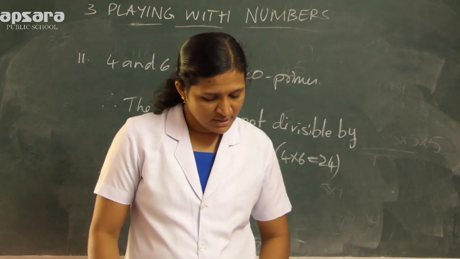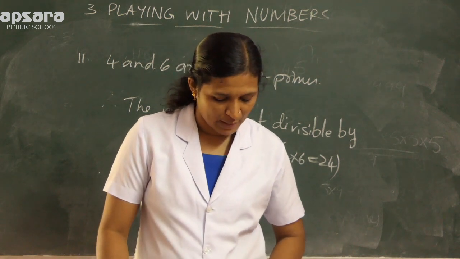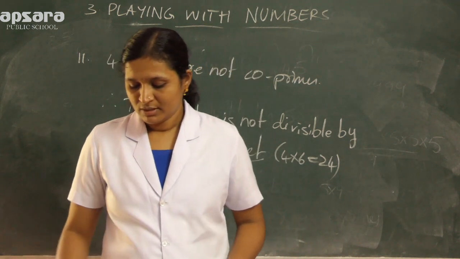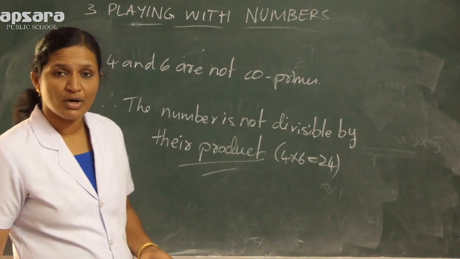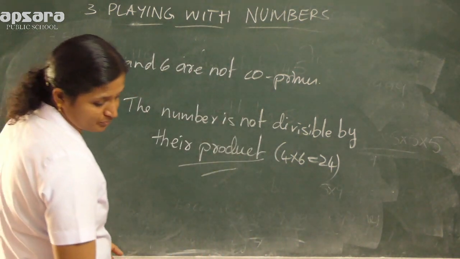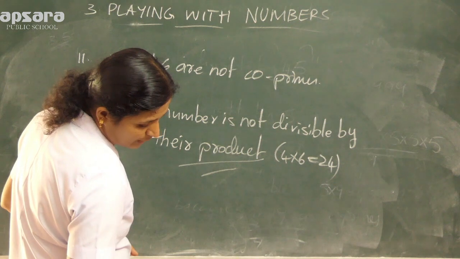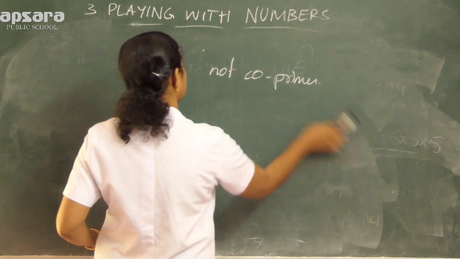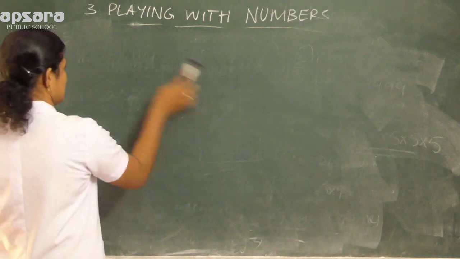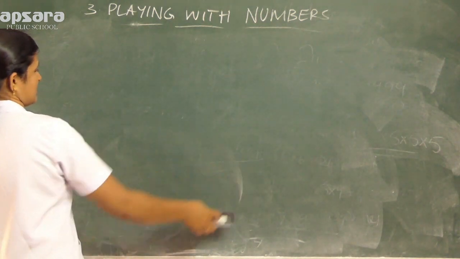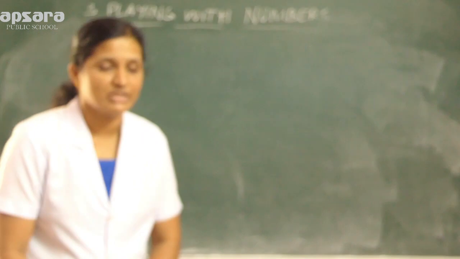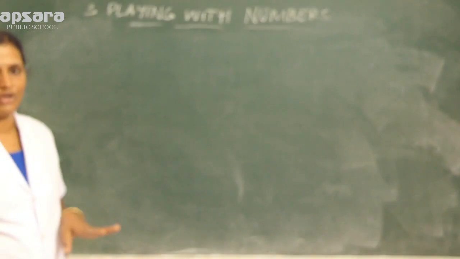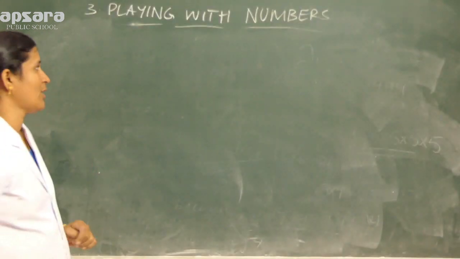Now, the smallest number having 4 different prime factors, can you find it for me? The smallest number with 4 different prime factors. Which is that? Tell me, children. Think and find out the answer. The smallest number which has 4 different prime factors. For that, you have to find the first 4 prime numbers.